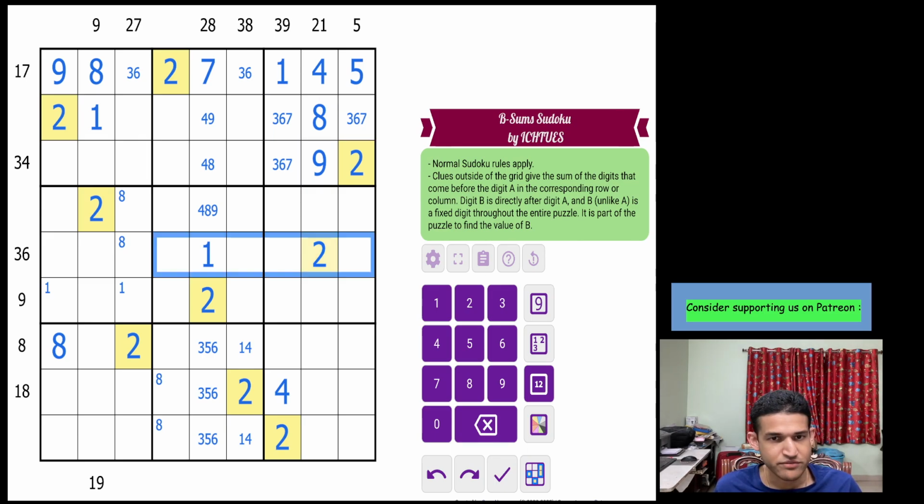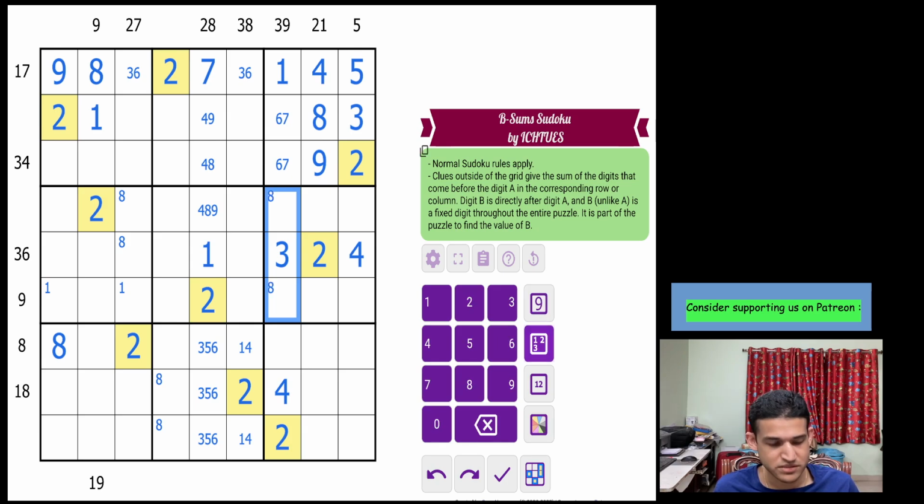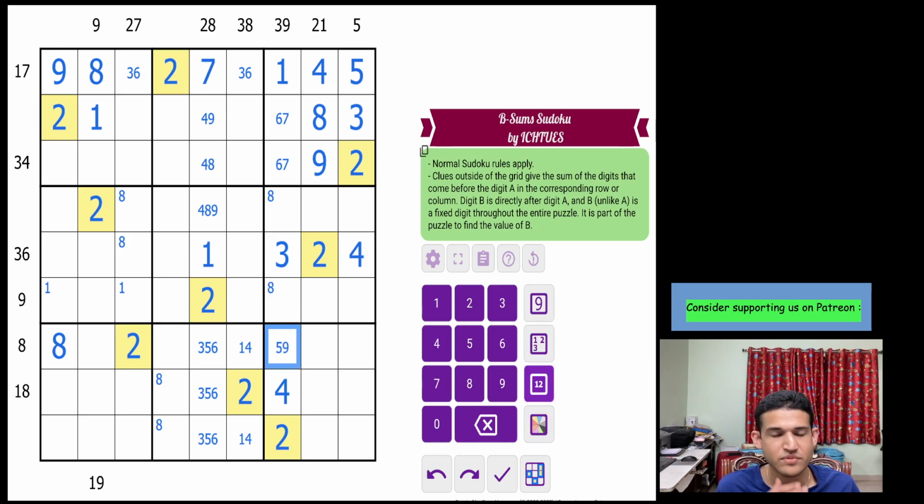For row 5, we deduce that these 6 cells add up to 36 because A goes here. It's always 1 cell in front of B, which means these 3 cells add up to 9, and there is only one way to form 9 now. 3, 4, 3, 4. 4 is here, so that's a 3. That's a 4. Now this is not 3. That's a 3. And 8 in column 7 goes here. This is 5 and 9.